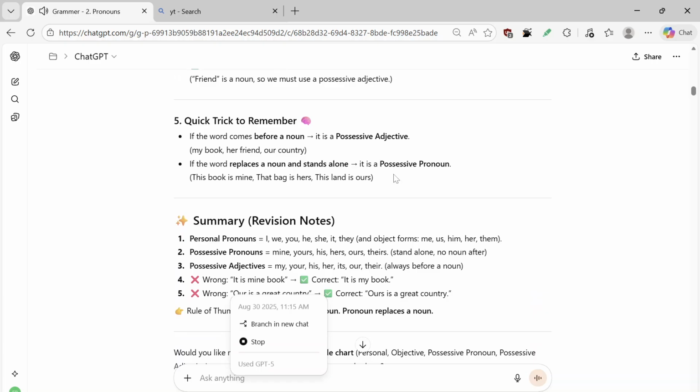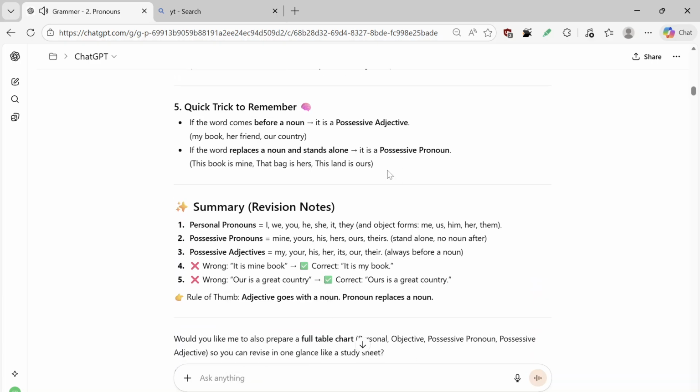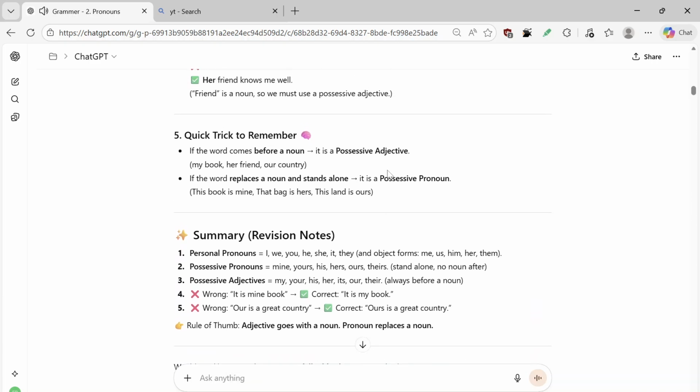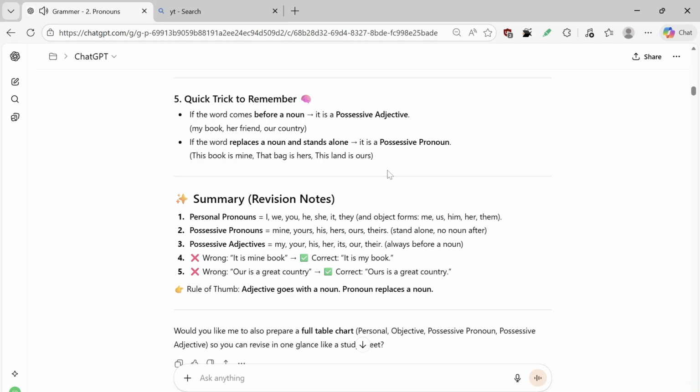Number 5. Quick trick to remember. If the word comes before a noun, it is a possessive adjective: my book, her friend, our country. If the word replaces a noun and stands alone, it is a possessive pronoun. This book is mine. That bag is hers. This land is ours.